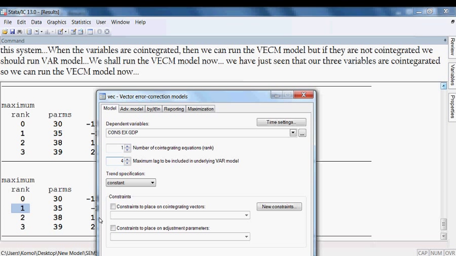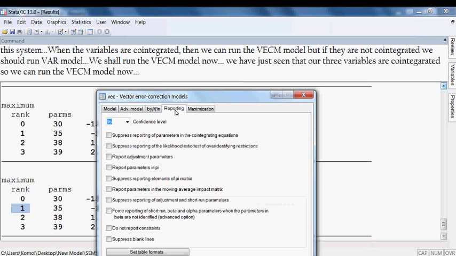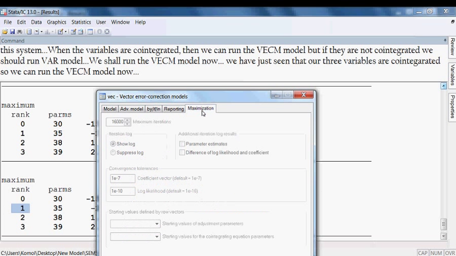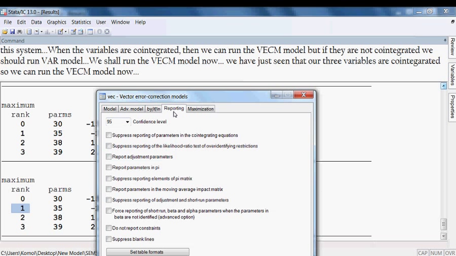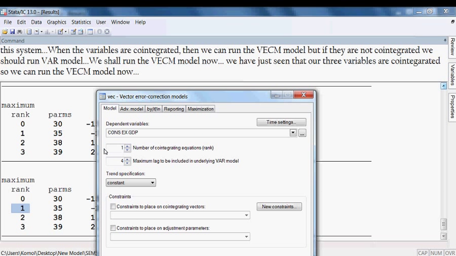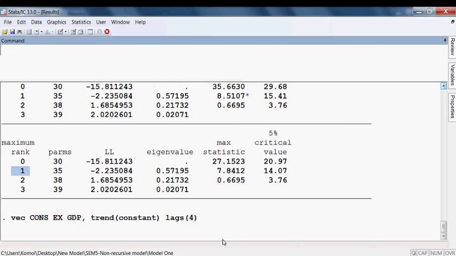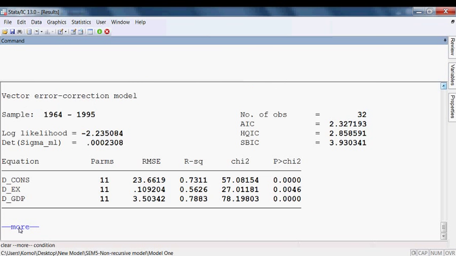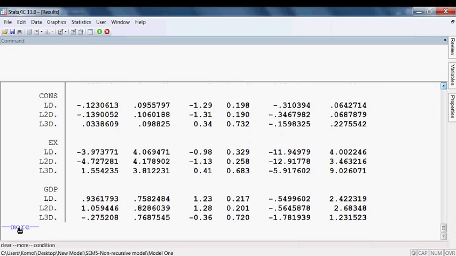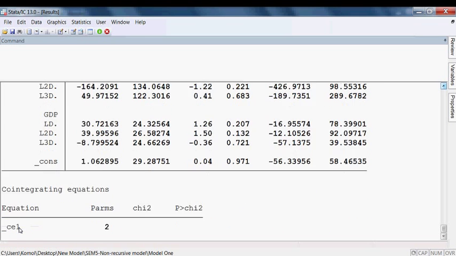And here I keep it constant. Trend specification, I keep it as it is. Anything from here, no. Everything remains unchanged, right? Then I can proceed. Then I press OK. So that is the VECM model that is coming up gradually. This is my model, VECM.